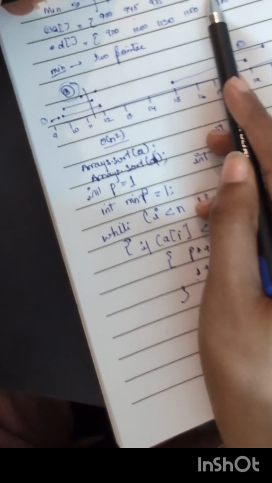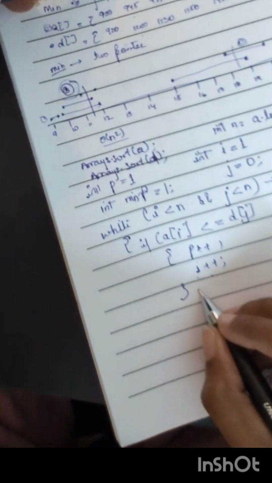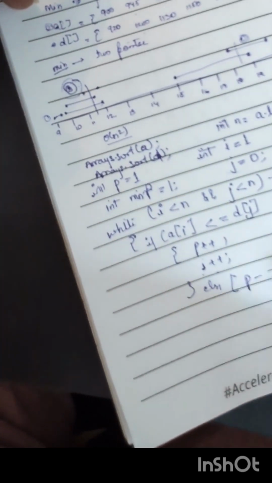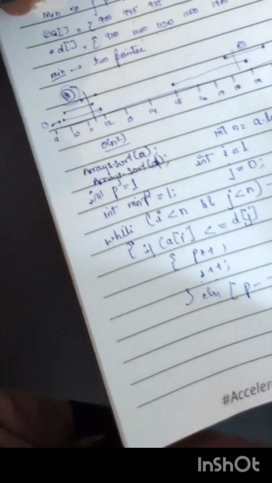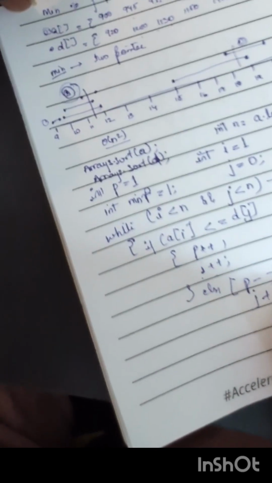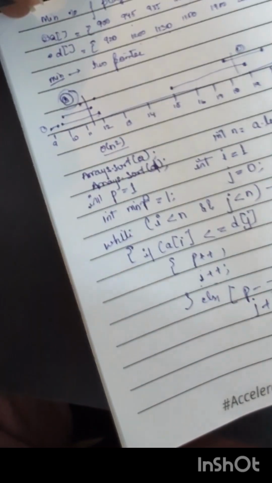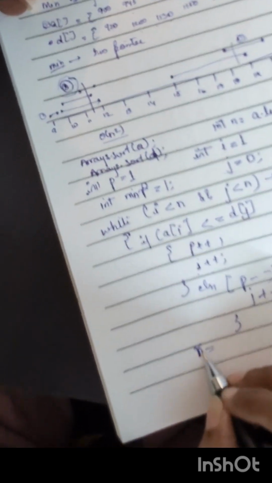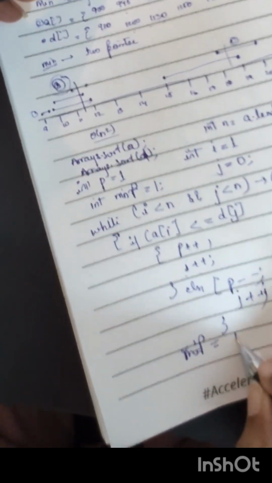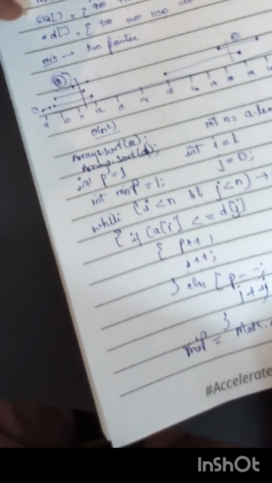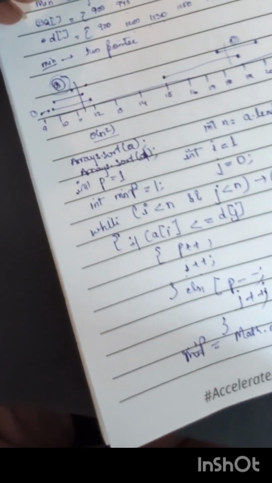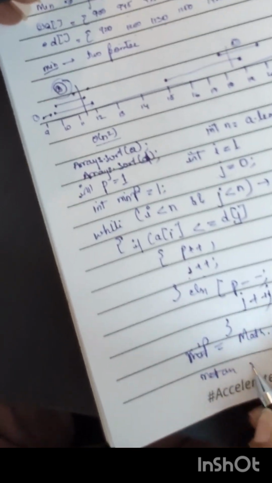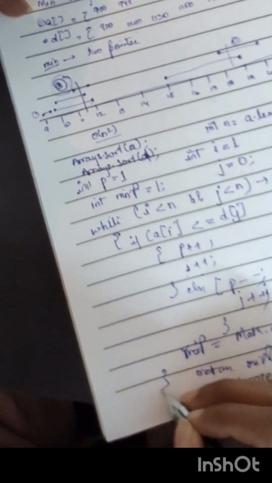Now 15 is greater than 12, so I will decrease the platform count, because I don't need that platform; I can use the empty platform. And I will increase j, j plus plus. Then I have the result, minimum platform, which will be Math.max of the current minimum platform and the platform count being changed, and I will return the minimum platform. Excuse me for the writing.